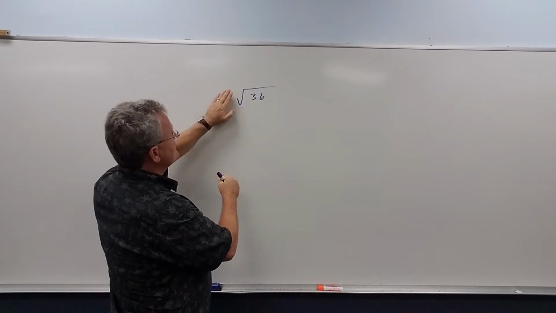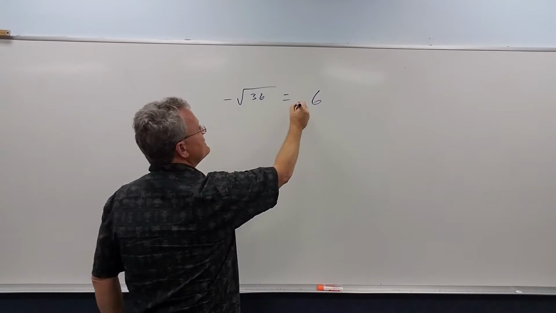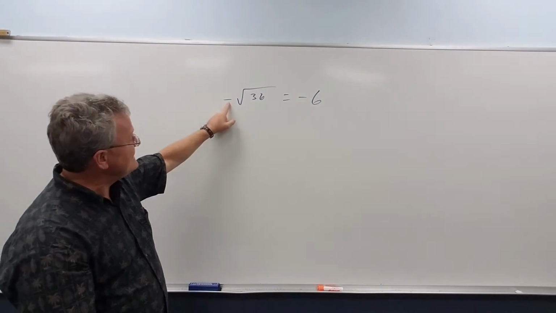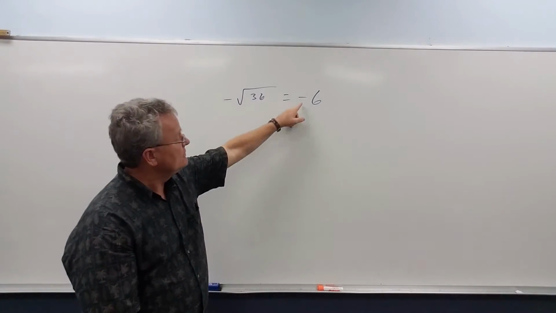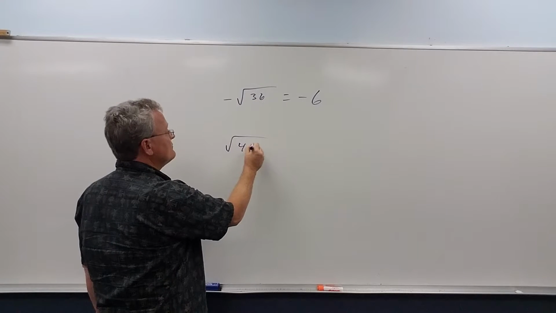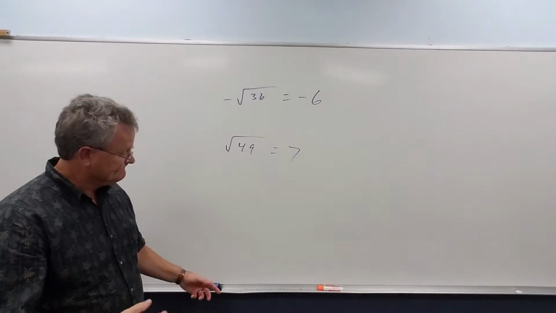So the square root of 36 is 6, and then we just have a negative in front of it, and we get negative 6. So if there's a negative in front of the square root, your answer is negative. If there's no negative in front of the square root, your answer is positive.